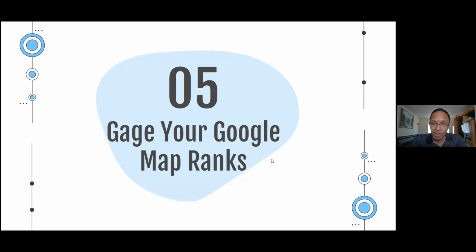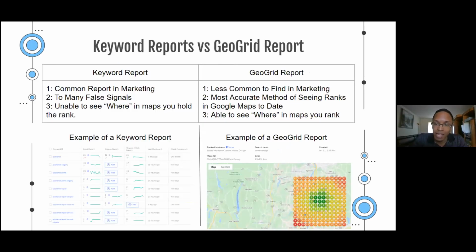Gauging your Google Map ranks. So right now I run a young business called Local Business Protection. My day job is with a company called Local Viking. Local Viking is a platform that allows you to get a very strong visualization on how you rank in Google Maps. So the left side is what's called a keyword report.